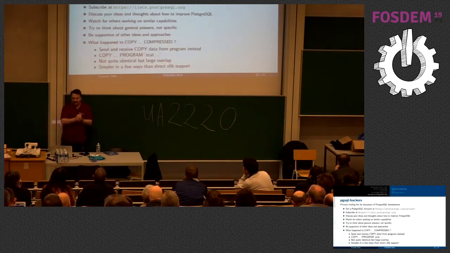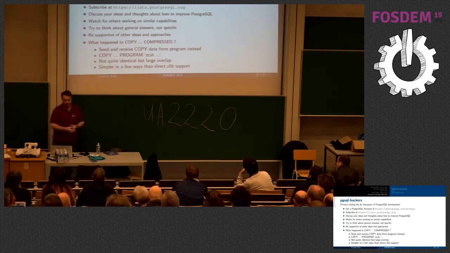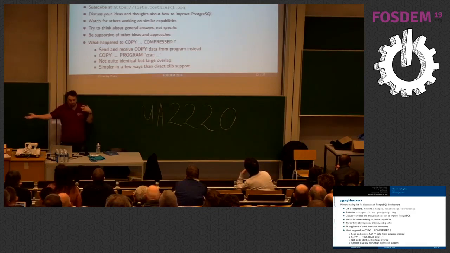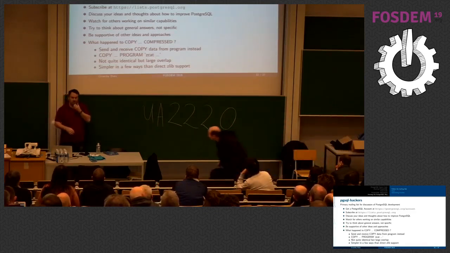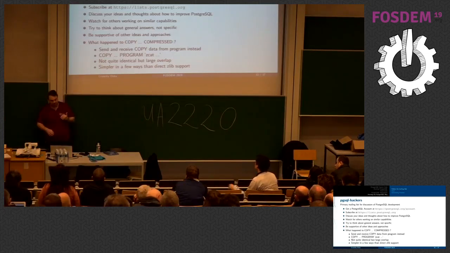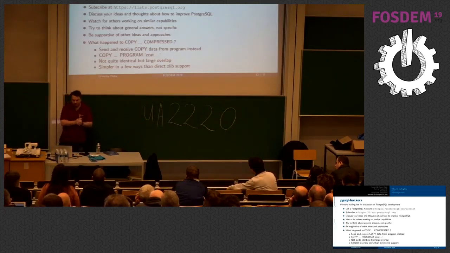When you are hacking the Postgres way, you need to be working with the pgsql-hackers mailing list. This is the primary mailing list for discussion about Postgres development, right? You need to get an account at lists.postgresql.org in order to subscribe to it. And then you can discuss your ideas and thoughts about how you want to improve Postgres, right? Always watch out for other people working on similar things, because that actually happens pretty often. Try to think about general answers, not specific ones, right? And be supportive of other ideas and approaches.